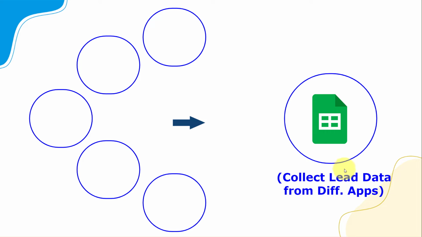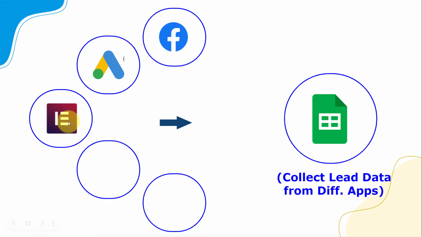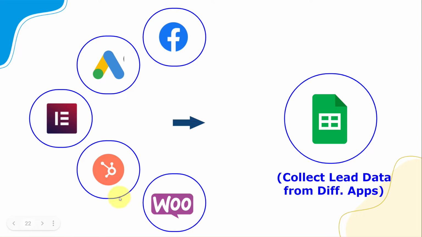You can collect the lead data from different applications to Google Sheets automatically in real time. Whether you are running some Facebook lead ad, or capturing lead data from Google Ads, or from some form builder software like Elementor Form or Jotform, or collecting leads from any CRM like HubSpot, or getting customer data from WooCommerce, you can collect the lead data from different applications to Google Sheets automatically.